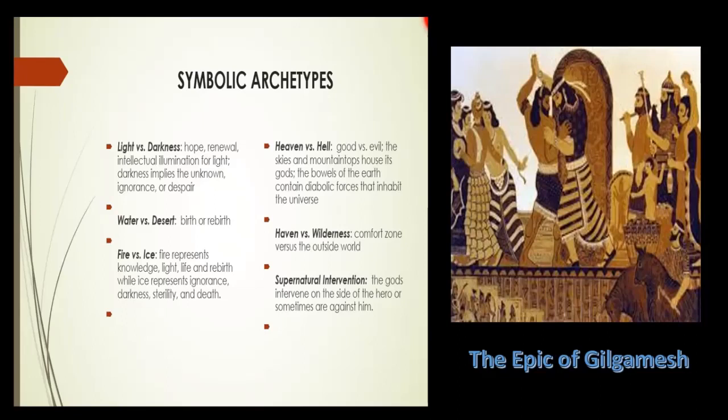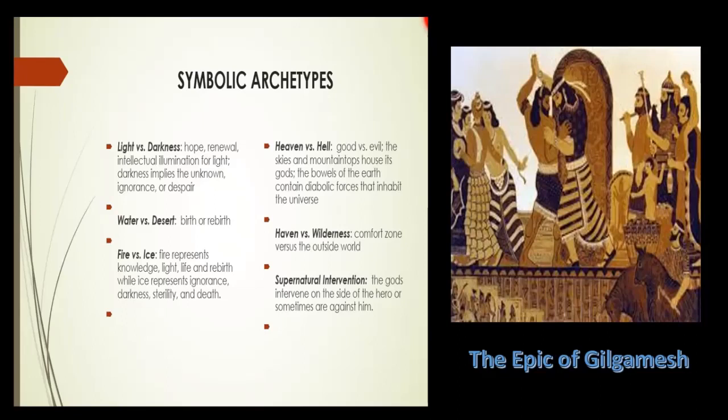Okay? So there's also the symbolic archetype of water versus desert. And this means birth or rebirth. In the Epic of Gilgamesh, there is a forest or a wilderness, and in that wilderness, it's a deserted place, a barren place, wherein he and Enkidu, his friend, his BFF, his very best friend, hunted Humbaba, the monster. And the rebirth was when they washed themselves after that hunting. Okay, so that's an example of birth or rebirth, right?